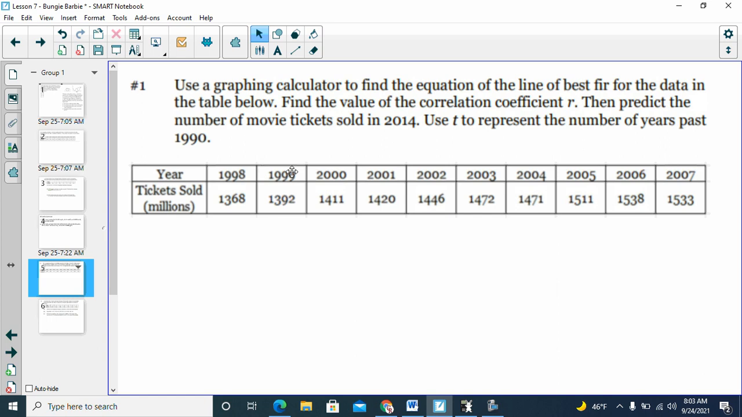So our first list, our values are not going to be 1998, 1999, 2000, 2001, and so on. Instead, our X's, or our T values, 1998 is 8 years past 1990, so we're going to enter 8 for that and 9 for 99 and so on. So these should be your X values that are entered under list 1.